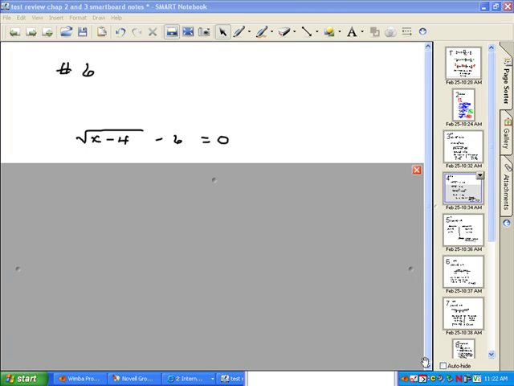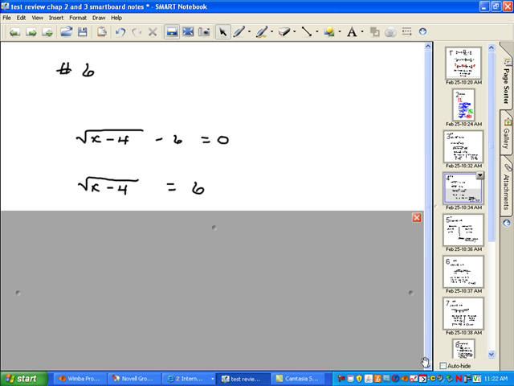This one is number 6 on your review sheet. It's a radical equation. Remember, when you do radicals, you want to isolate the radical, so we would move the negative 6 to the other side, making it a positive 6. Once we've done that, we square both sides of the radical.